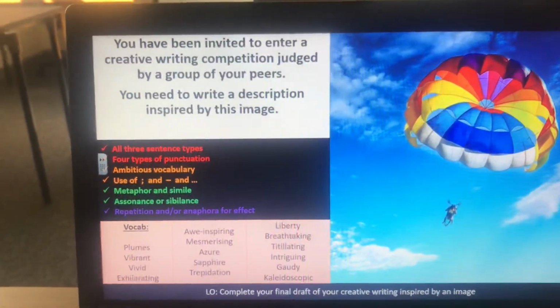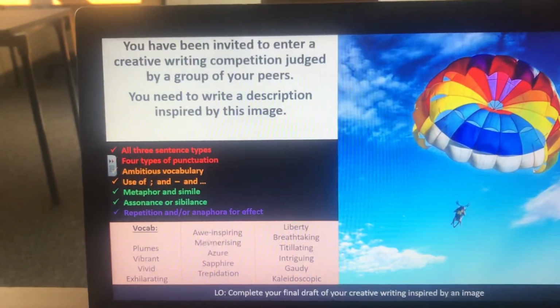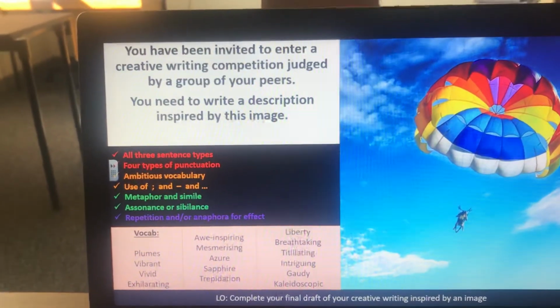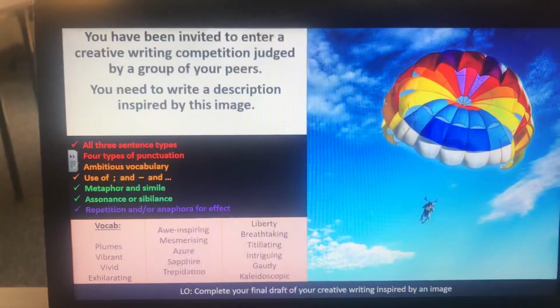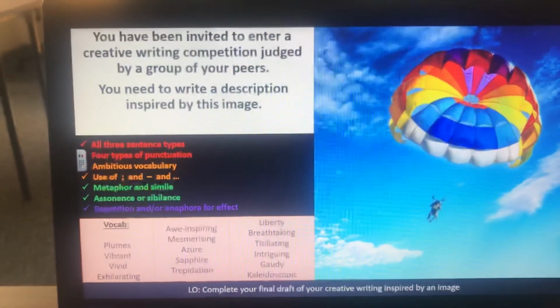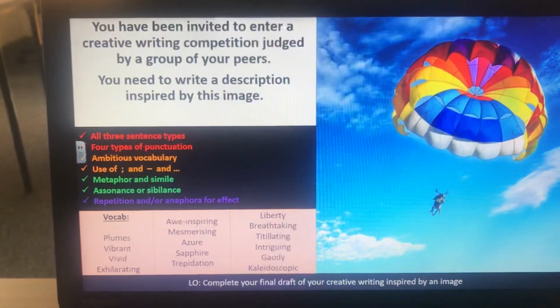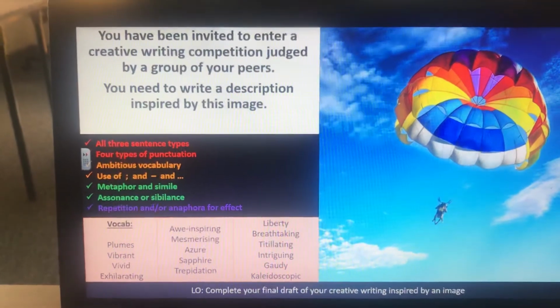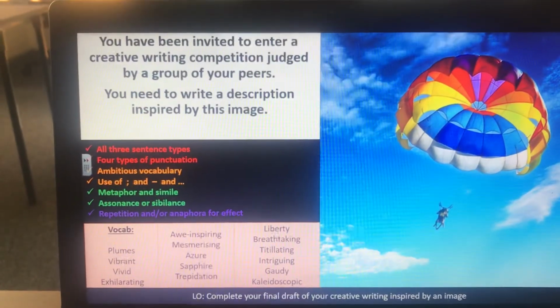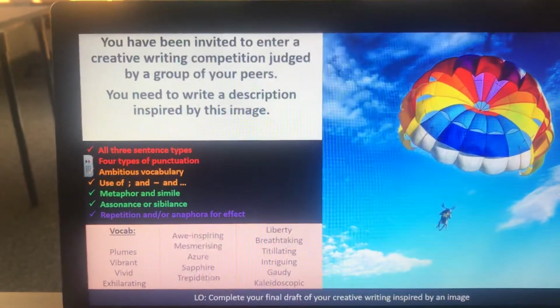So you might need to think about your perspective, you might need to think about perhaps a story that can go with this image, and really think about how you're going to take your reader on a bit of a journey. So this is a really quick tutorial, just reminding you the things that you need to include to write a piece of really successful creative writing.